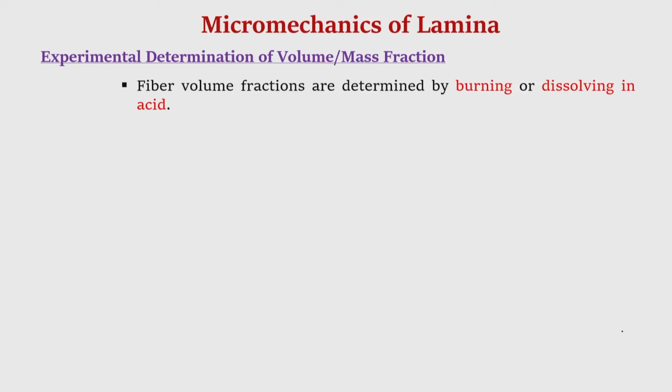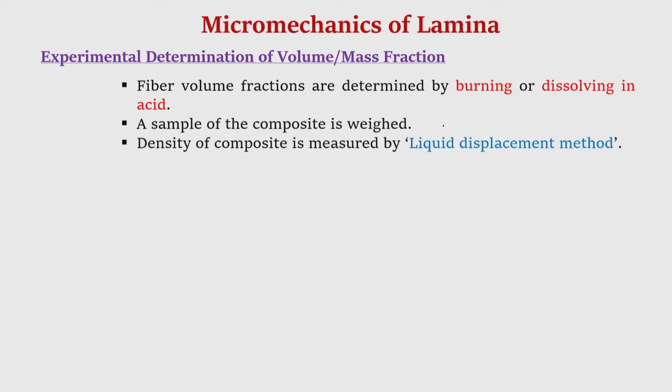So, how to determine the volume fraction? Suppose we have a lamina and we want to determine the volume fraction of the fiber. This could be determined by burning or dissolving the lamina in acid. First, a sample of the lamina is weighed and we find the weight W c of the lamina.